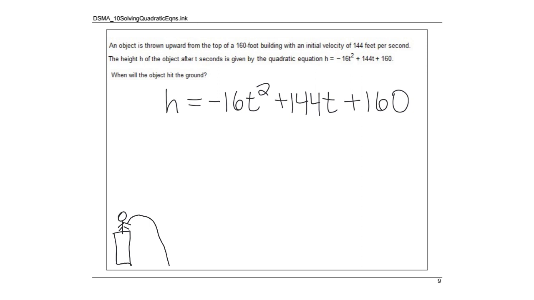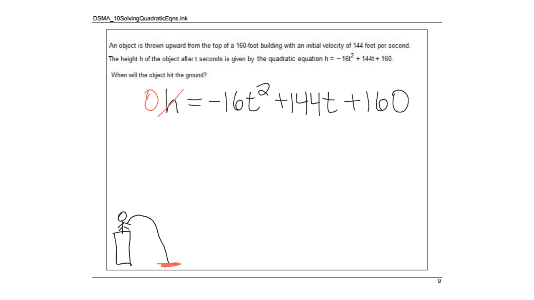So when it asks when will the object hit the ground, that is going to be when the height is 0, because it's going to come all the way back down to the ground. So the height is going to be equal to 0. All right, so we now have a quadratic equation we can solve.